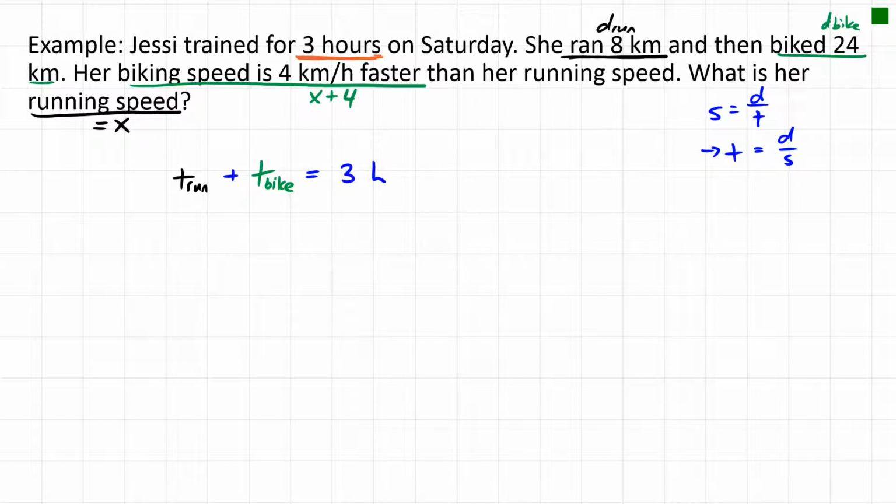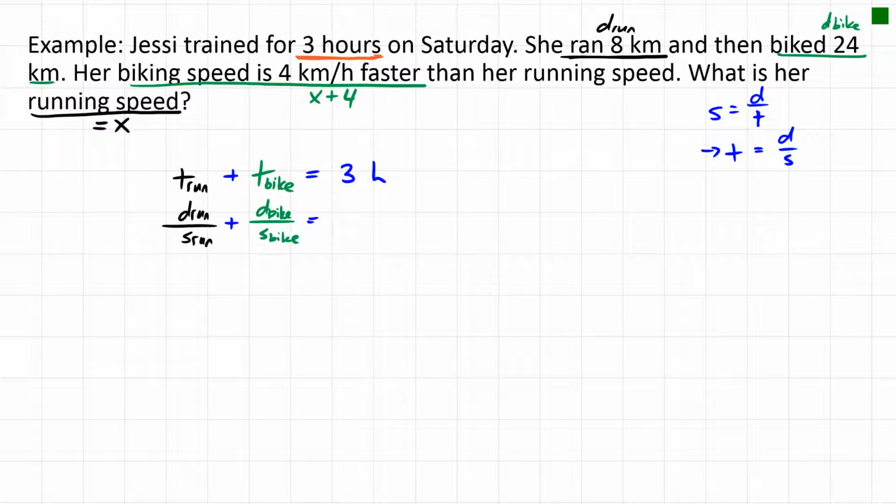So let's get time out of there, and let's bring in some values we know and variables we want to find out. So to start with, the time to run is the distance to run over the speed that Jessi ran at. Plus we're adding, same thing, we're going to split apart that time to bike into the distance divided by the speed.